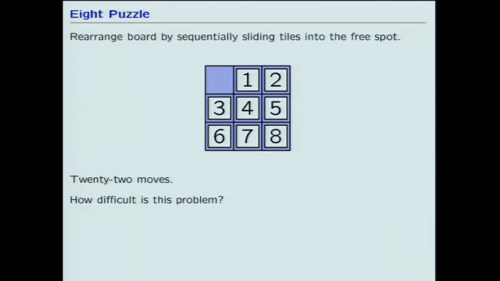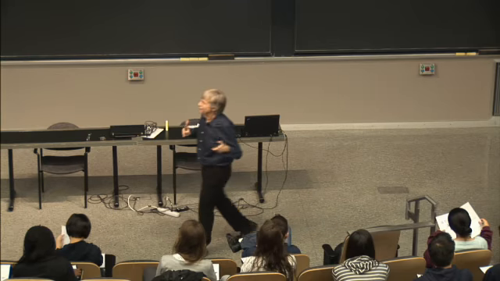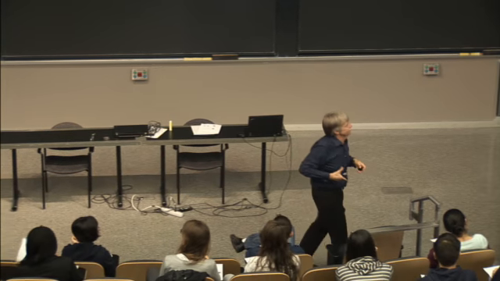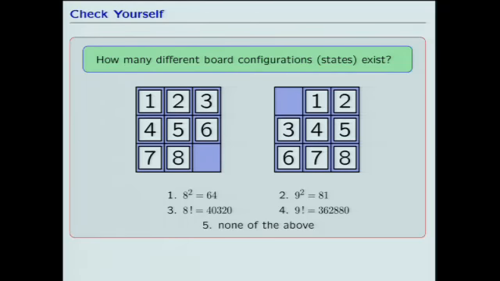The question is, how difficult was that problem, and how good was that solution? Was that a good solution or a bad solution? Is there a better solution? How much work did I have to do in order to calculate that solution? To get a handle on that, let's start by asking a simple question. How many configurations are there? I mean, I got there in 22. What was the space of things I had to look through? How many different board configurations exist?